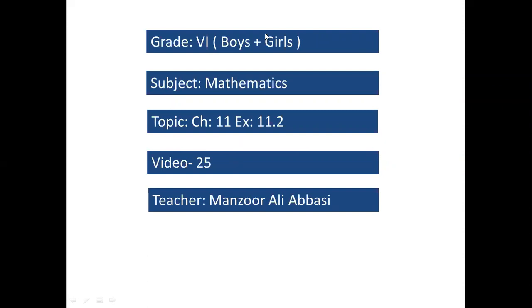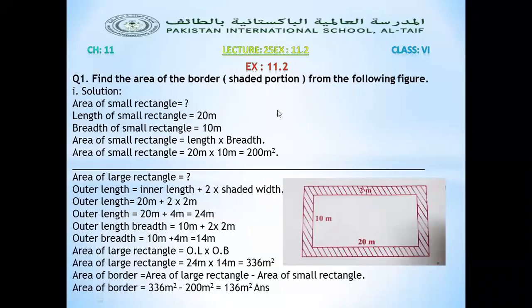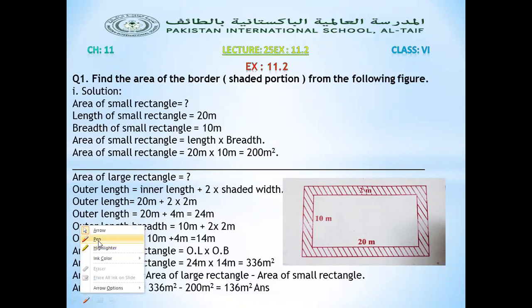Today we have to start chapter number 11. In the previous lecture number 24, we did exercise 11.1. Now in lecture number 25, we have to start exercise 11.2. In this exercise, we have to find the area of the border, that is the shaded portion, from the following figures.